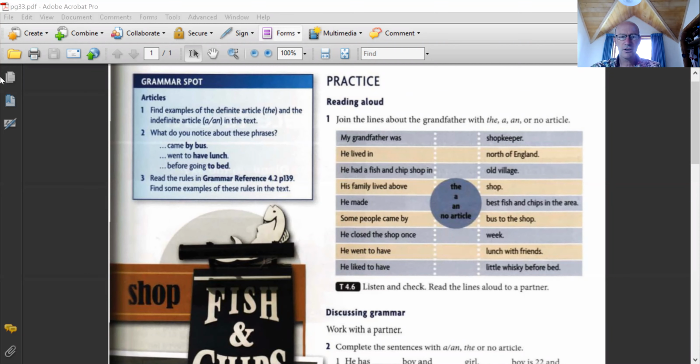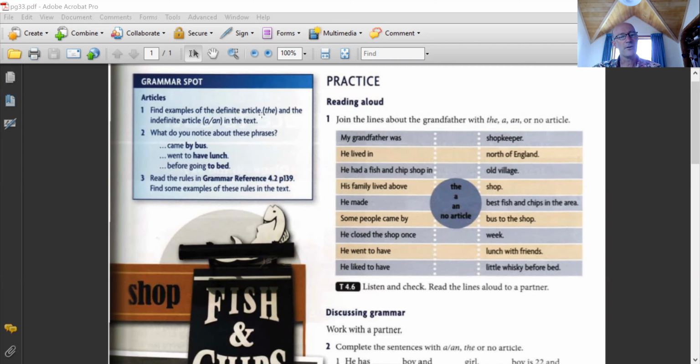So the first thing to look at is up the top here, grammar spot. And we're going to look at something called articles. Articles are these things, the, an, all those things are articles. So the first thing it says, first find examples of the definite article and the indefinite article in the text. So definite article, the. So when we know what something is, we can use the. When we don't know what it is, or when we're talking about anything, then we can use indefinite.